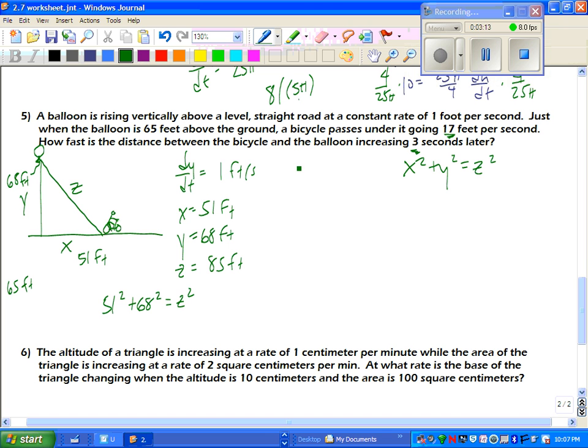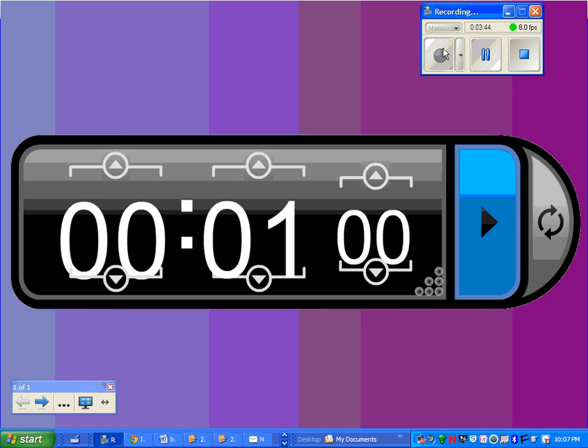Well, we know the biker is traveling at 17 feet per second. That's going to be our dx/dt, our horizontal rate of change. What we're trying to figure out is dz/dt. How fast is this distance changing as the bike is riding away and the balloon is floating up? So we want to find dz/dt. Why don't you guys go ahead and take a few seconds to finish this one off. Let's see if you can do it in a minute.